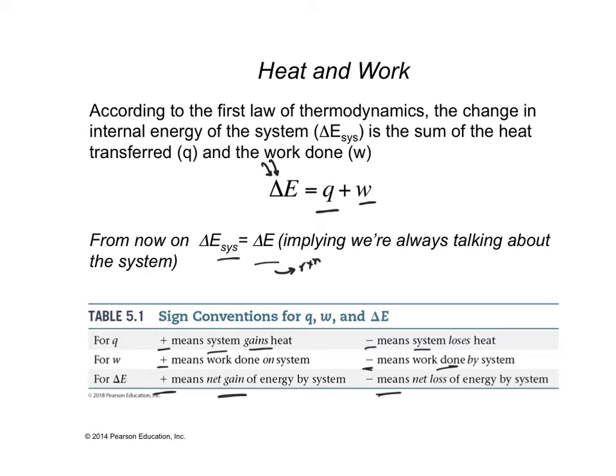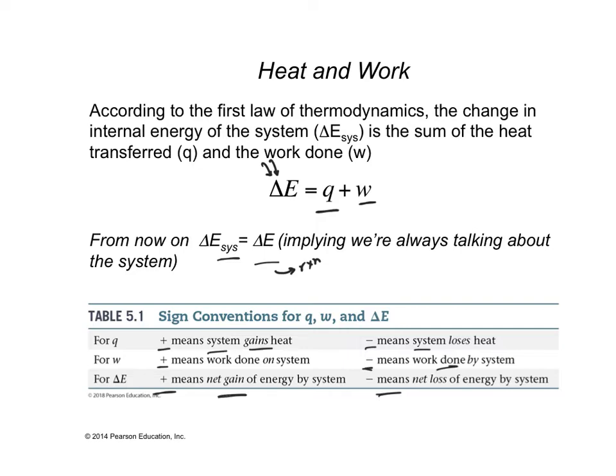Now, internal energy was a state function, right? We don't care about how we get to our final state. All we care about is the values of the final and the initial state. What do you think is going to happen with respect to Q and W, heat and work? Do you think they're going to be state functions? So just to kind of illustrate this, we're going to go back to our nice little billiard table analogy, okay?